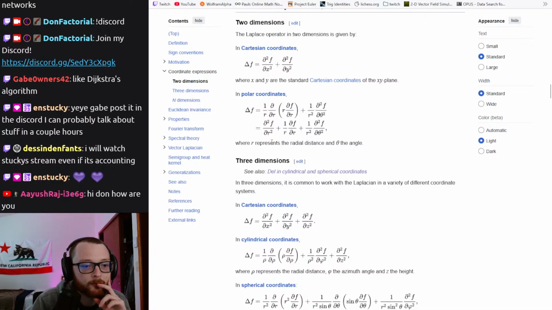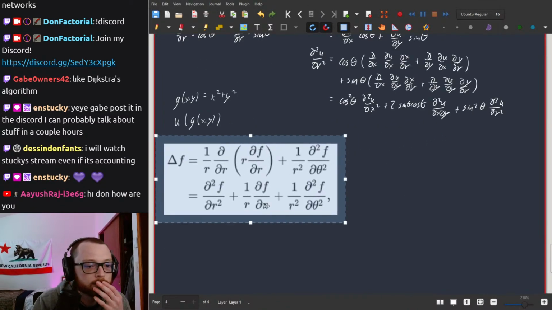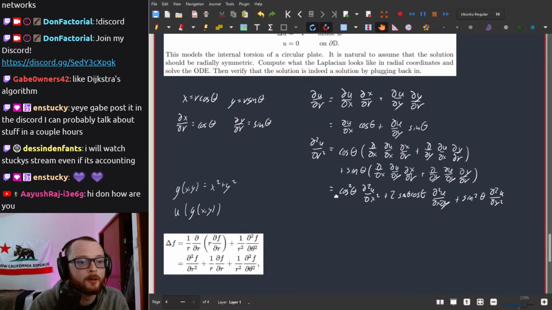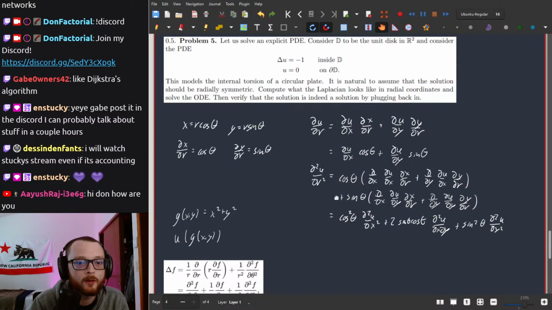Okay, so I don't know how to derive this in a way that isn't painful, but I'm just going to use this and at least get the solution to the PDE. And I can worry about the derivation later. Okay, so the unit disk in R2, oops.